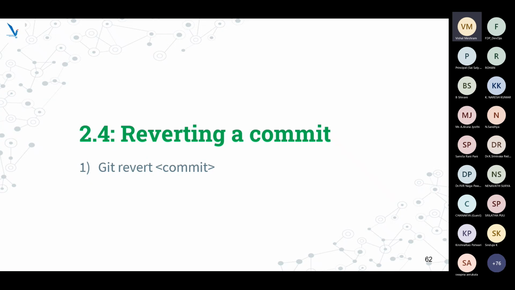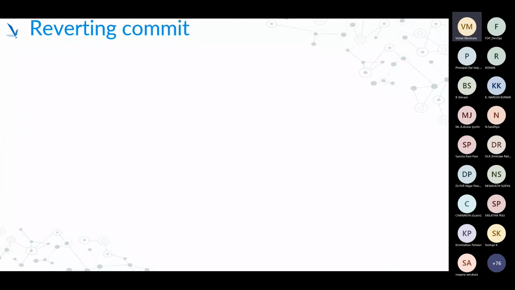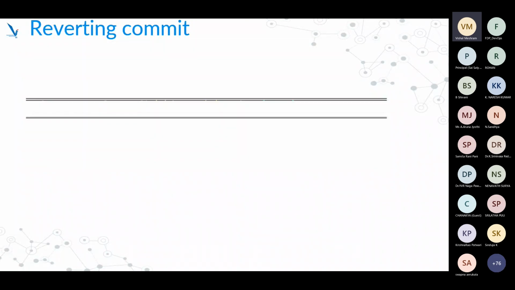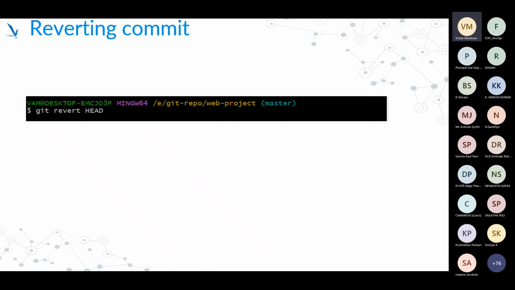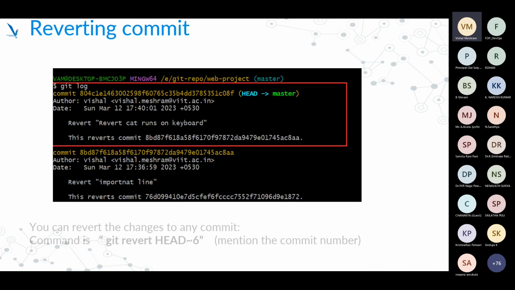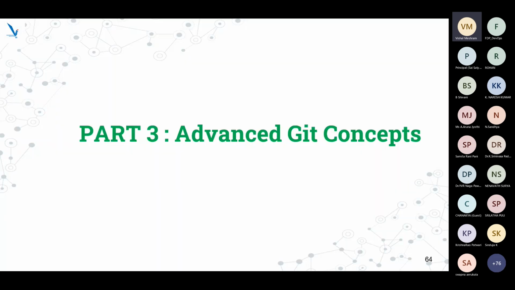Reset is a very dangerous command, so please be careful if you are resetting the commit. Normally, reverting is the much safer command. I have added this in the screenshot and this PPT, so you can refer to it. Just remember, you can revert a commit, and for that there are two options: reset and revert. I am skipping this part. Everything is here, you can refer to this.